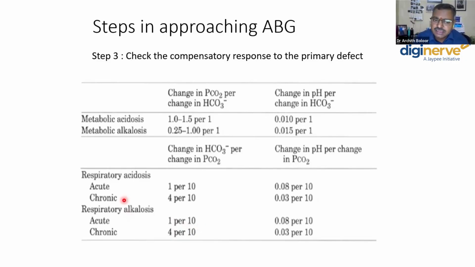So remember, whether it is acute or chronic cannot be given in the ABG. Acute or chronic is a history. That is very important.